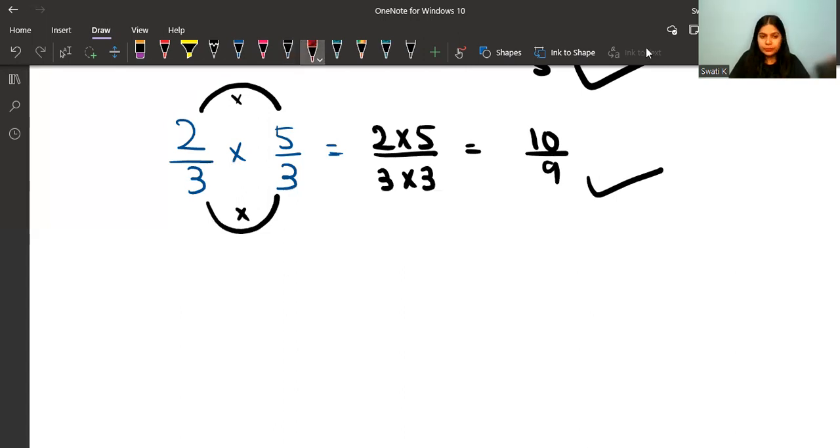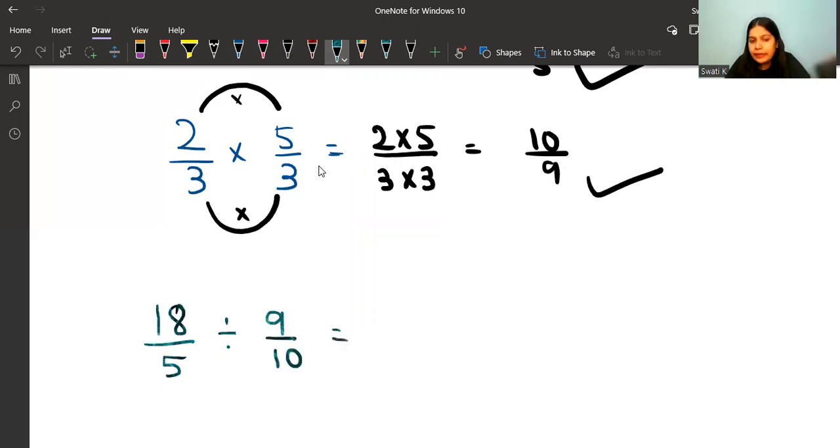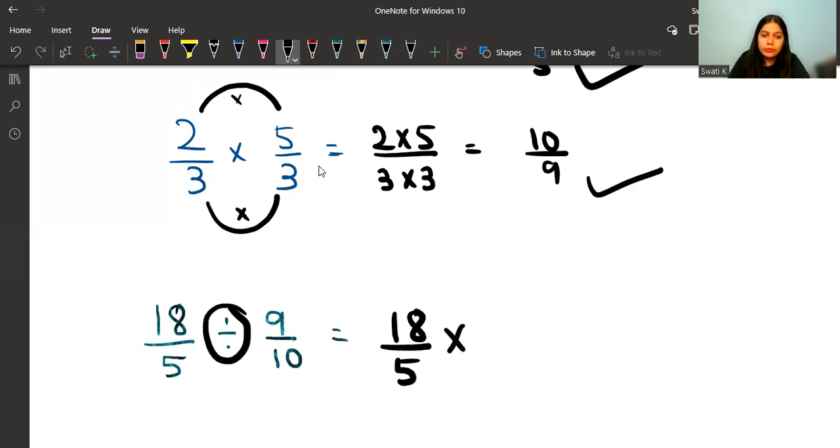Let's go to the division. So for division, for example, I have 18 over 5 divided by 9 over 10. Now, will you do 18 divided by 9 in the numerator and 5 divided by 10 in the denominator? No. We know that division and multiplication are opposite to each other, right? So here we are going to use that concept. We have to write down the first fraction as it is. We will change this division sign to a multiplication sign and we will simply reciprocate this fraction.